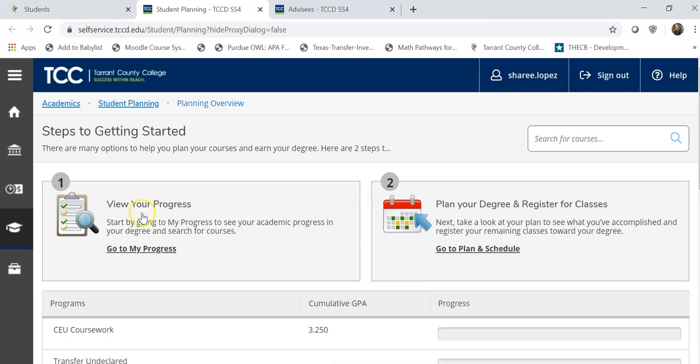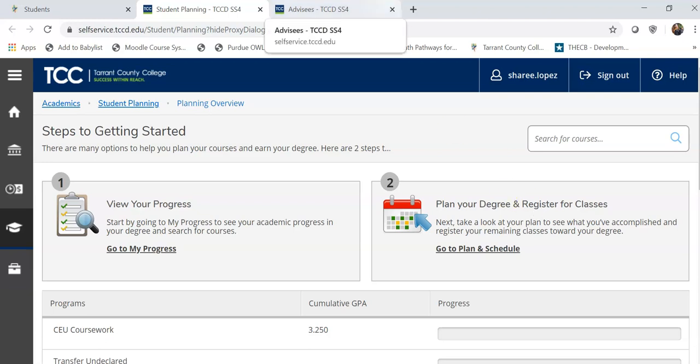On the left side, you'll be able to view your progress. So it's going to check off as you complete courses that go toward your respective certificates or degrees. On the right side, it says plan your degree and register for classes. This is the side that you click on when you're ready to register for classes.